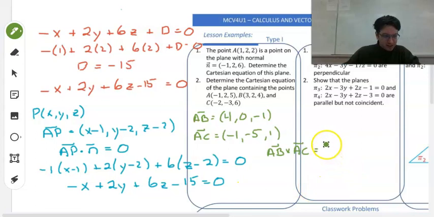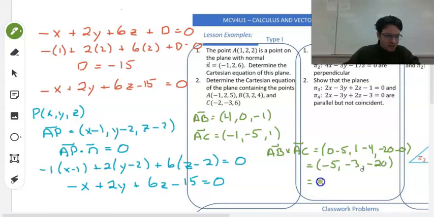And we'll get 0 minus 5, 1 minus 4, and negative 20 minus 0. Which gives us negative 5, negative 3, and negative 20. But if you don't like negatives, pull out a negative 1 as a scalar multiple there. So 5, 3, and 20. And therefore, our normal vector to the plane, n, is 5, 3, and 20.